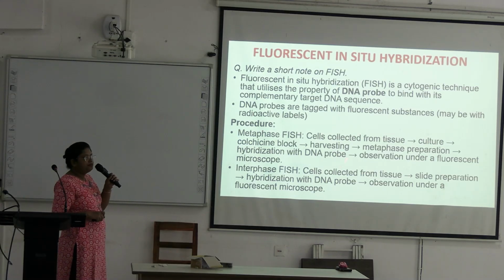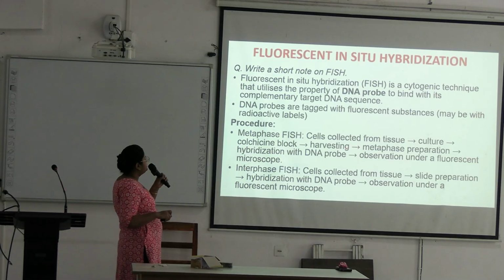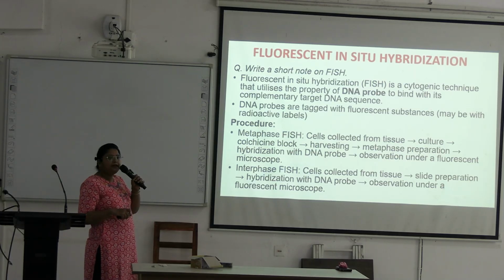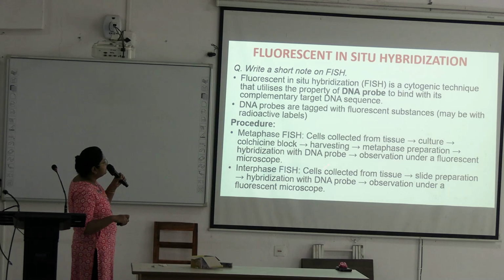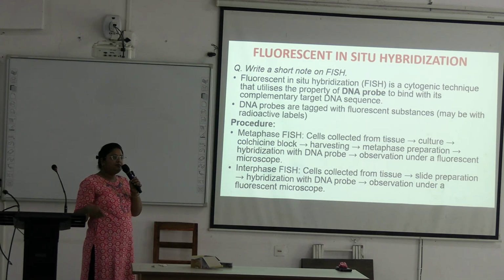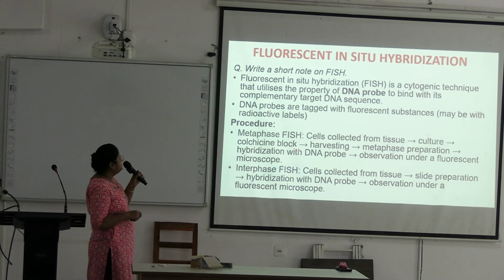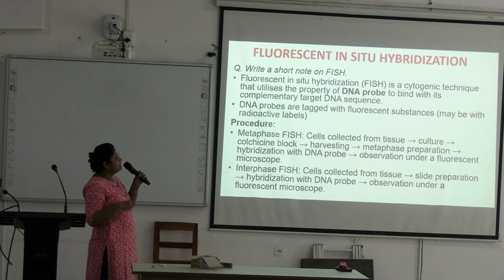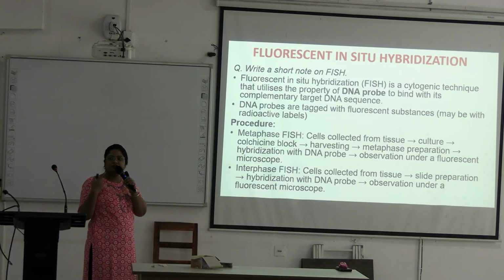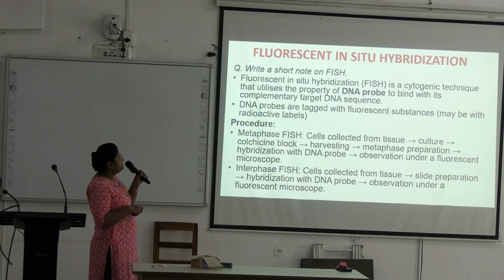What is the procedure of FISH? Metaphase FISH: cells are collected from the tissue, then culture is done, a colchicine block is given, cells are harvested, and metaphase preparation is done, followed by hybridization with the DNA probe, and observation under a fluorescent microscope. So these are the steps of the FISH technique. It is almost similar to karyotyping, except that a DNA probe is used instead of a staining technique, and it is observed under a fluorescent microscope. Karyotyping used a normal light microscope. Here you will use a fluorescent microscope to detect this DNA probe.